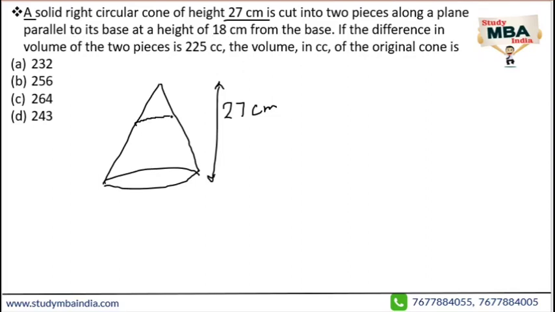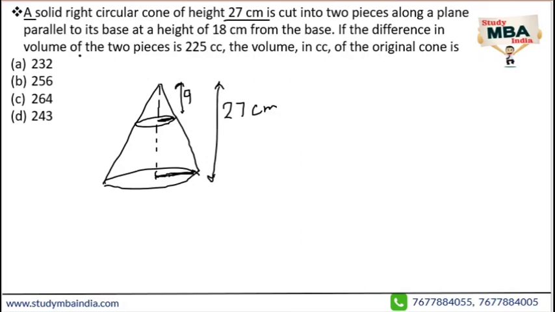So from the base, let us say it is cut here, and if this height is 18, that means this height must be 9. From the similarity of triangles, this triangle and this triangle will be similar on the basis of angle-angle. The corresponding sides, the sides perpendicular to the base, are 9 by 27, which is 1/3. So the radius will also be 1/3. If the radius here is 3r, then the radius here will be r.